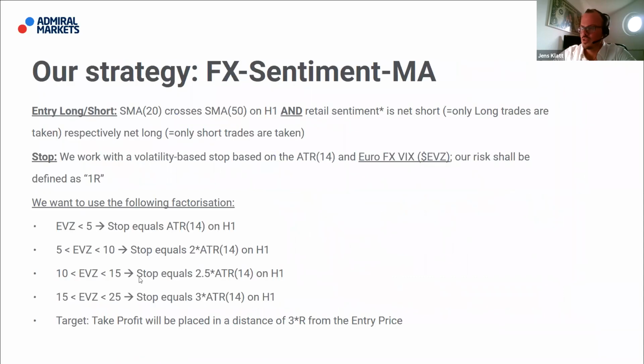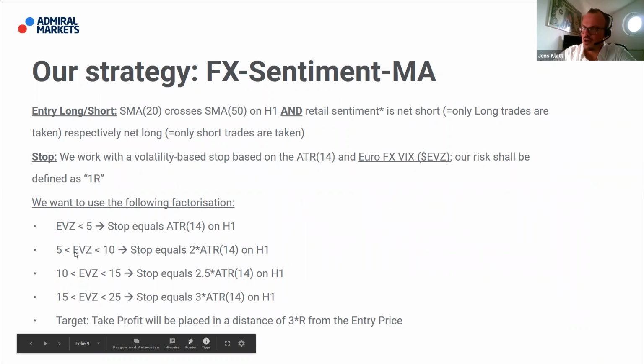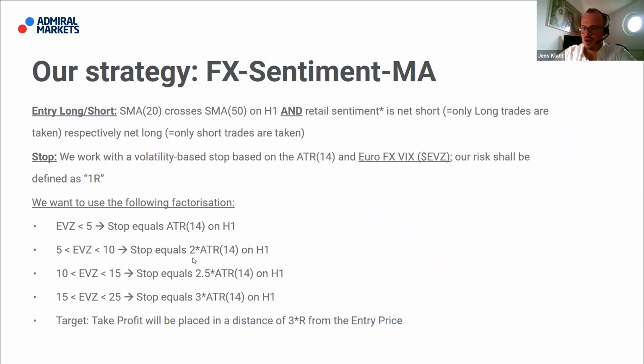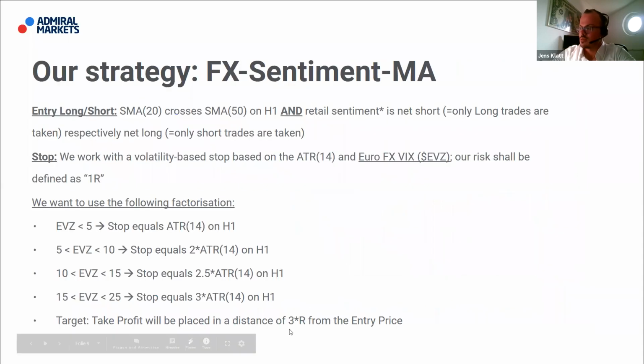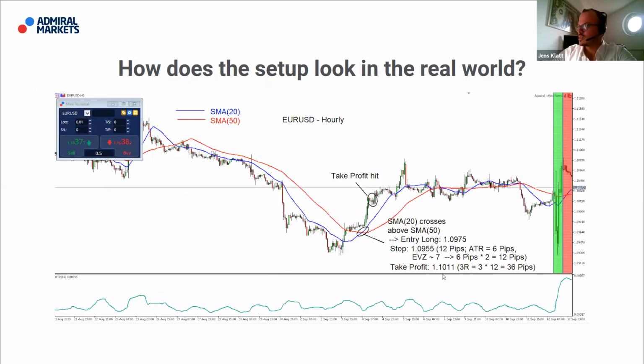We remember, let's go back to this slide here. If the EVZ is bigger 5 but lower 10, we multiply our ATR with 2. So if the ATR is 6, 6 multiplied with 2 comes down to 12 pips. So that means we place our stop, in this case, 12 pips lower, at 0.9763. And the take profit, again back, is multiplied with 3. So if this here is 1R, 12 pips, our take profit has to be multiplied with 3, which means 12 multiplied with 3 is 36. And then our take profit has been reached, in fact, at 1.0011, where it has been placed and has been reached shortly after.